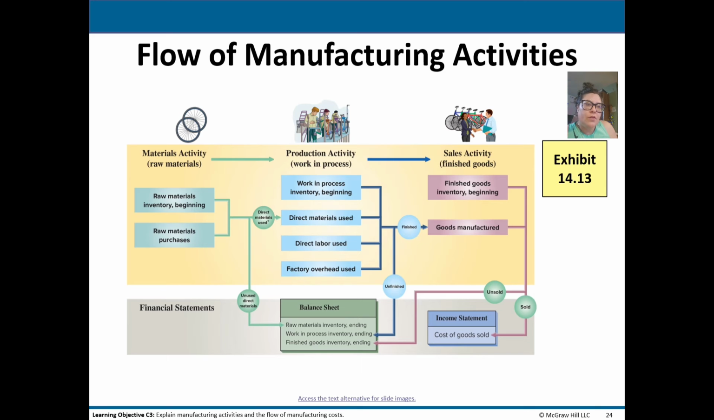So now if we look at the three columns, the cost of the direct materials, direct labor, and factory overhead for the unfinished products, that makes up the ending work in process, and that amount gets carried over to the current period balance sheet.